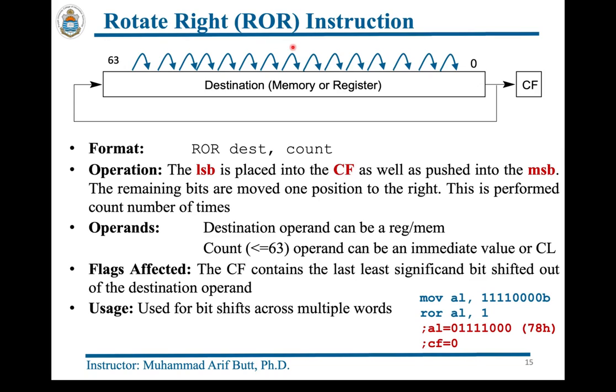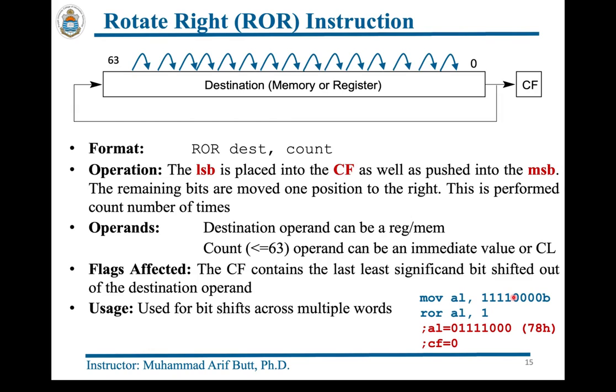Okay, so done with the left, moving towards the right. So rotate right, ROR instruction. This slide describes the rotate right instruction. This rotate right instruction is similar to rotate left. The only difference is over here the bits are shifted to the right. And this code snippet describes the process. I hope this makes sense to you all.